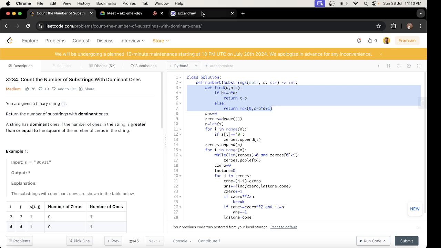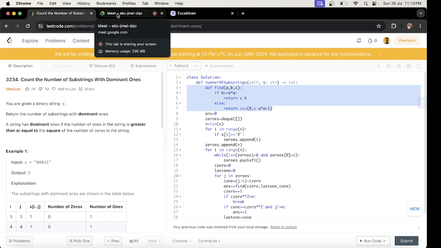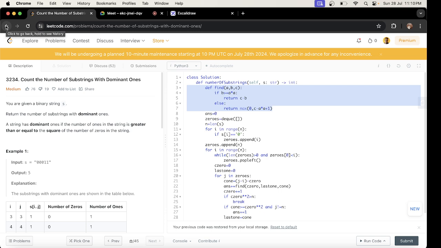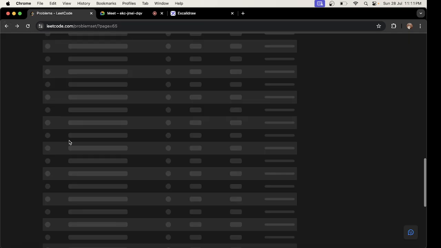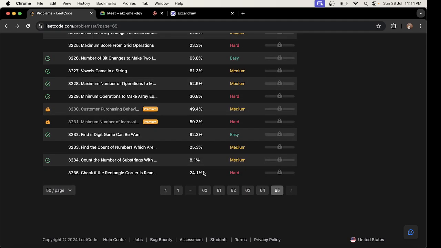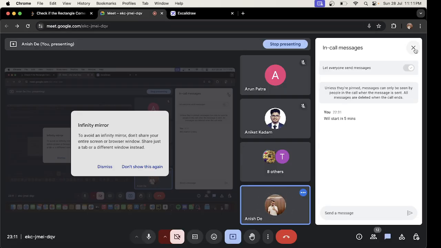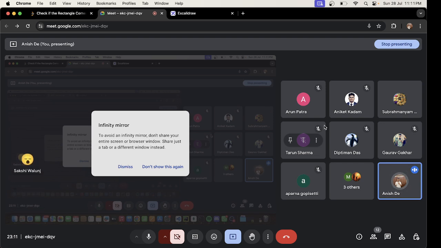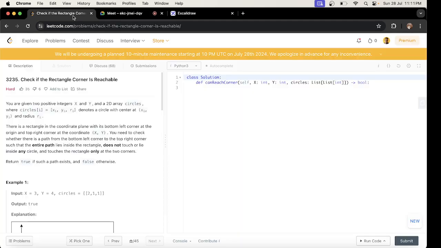So once you have understood this, the implementation is fairly simple. Just go back, see the recording once more and implement it yourself, you will understand it. And this was a very hard problem. I don't know why they called it medium. If you see, the acceptance rate is just 8%, even less than the fourth one, okay? So is the third one, the logic and the implementation, clear to everyone? Okay, let's go to the fourth one.